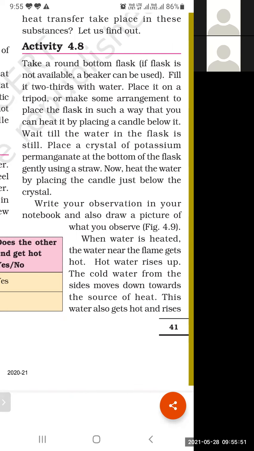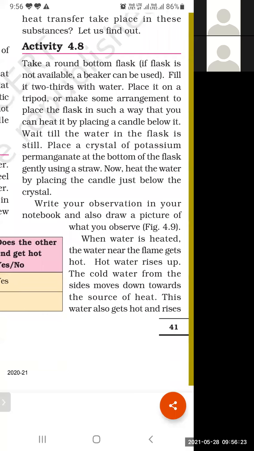Place a crystal of potassium permanganate at the bottom of the flask gently by using a straw. Potassium permanganate is a simple chemical material, which is only available in a school laboratory. So now heat the water by placing the candle just below the crystal. Write your observation in your notebook and also draw the picture of what you observe.